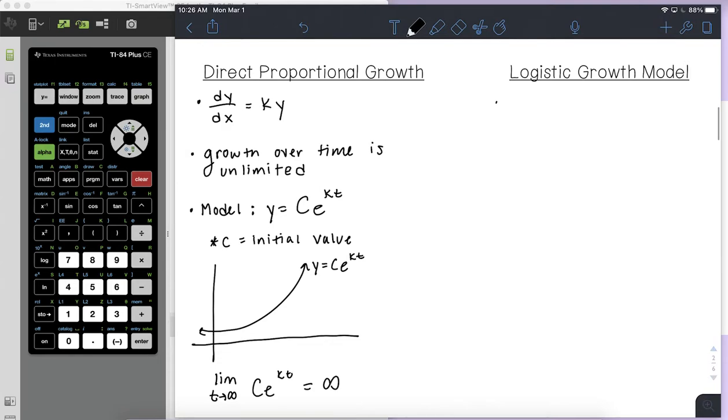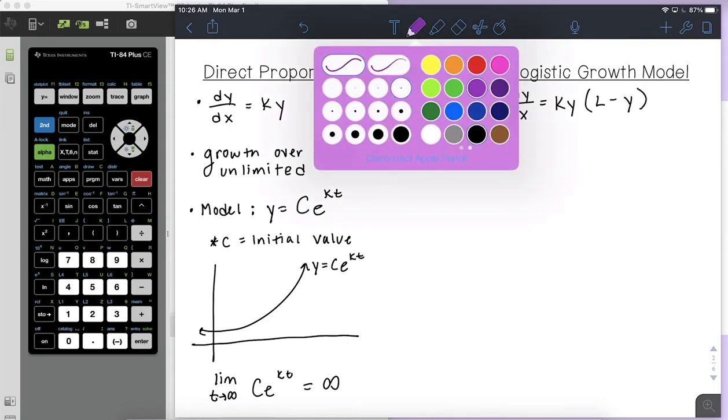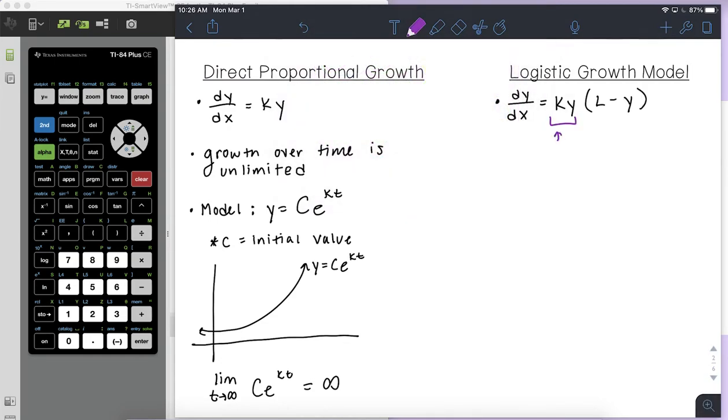So the logistic growth model looks a lot like what we started the last problem with. dy/dx is equal to k times y times, so it's almost exactly the same as direct proportional, but we add in this extra piece, L minus y. So we still have this directly proportional growth, but now we've added in this extra quantity, and this acts as a limiting factor.